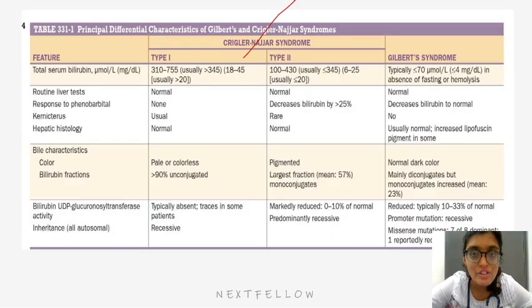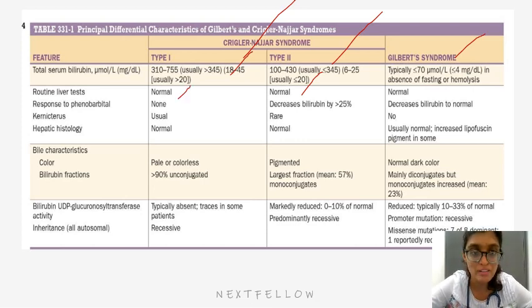So this is Crigler-Najjar syndrome type 1 and type 2 and Gilbert syndrome. In Crigler-Najjar, total serum bilirubin is usually 18 to 45, usually greater than 20. It is usually less than 20 in case of type 2. And typically it is less than 4 in Gilbert syndrome.